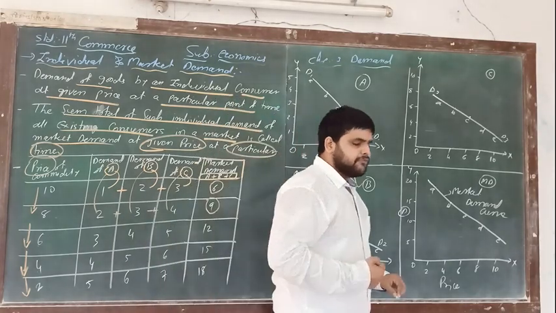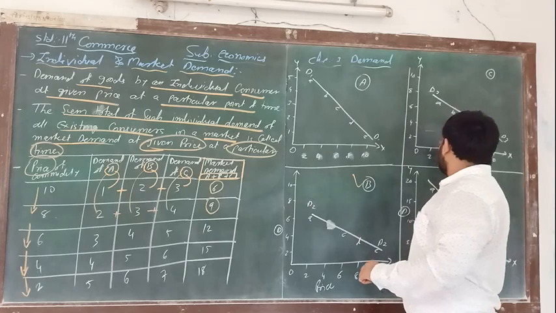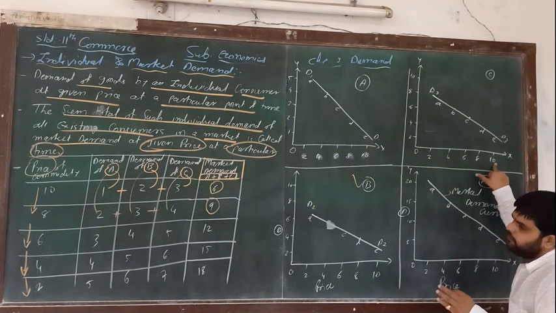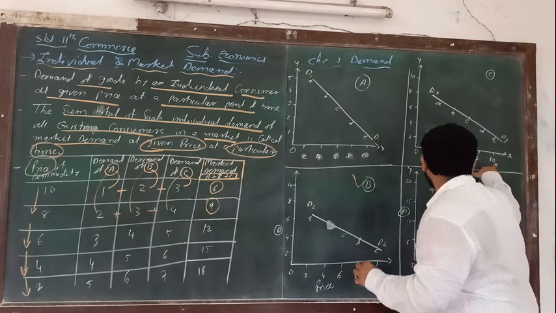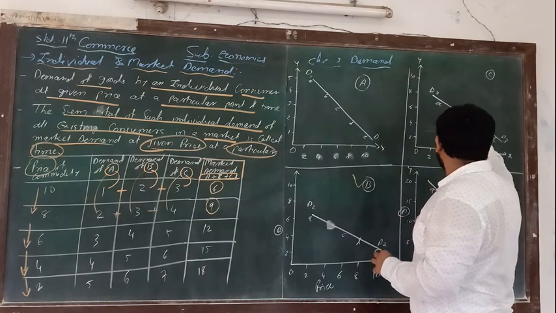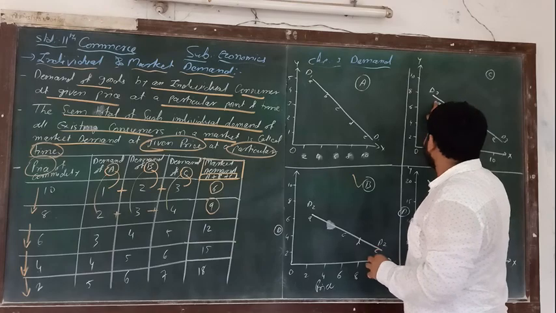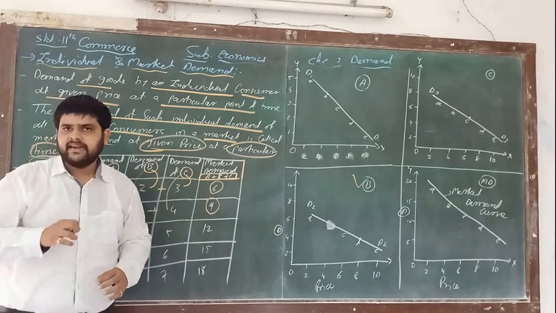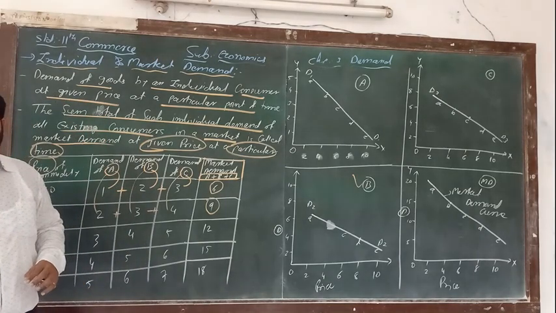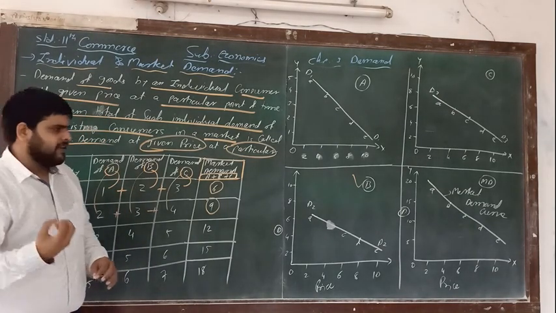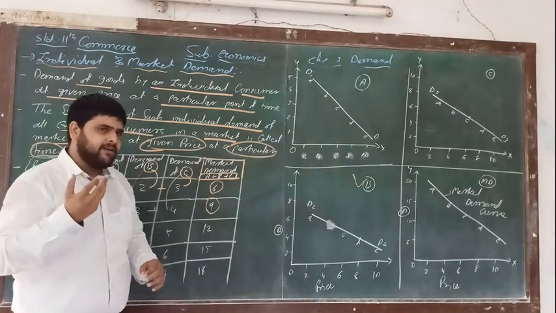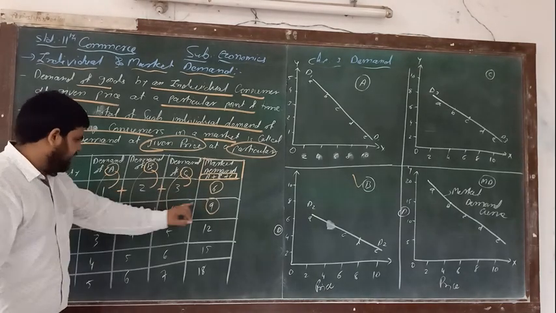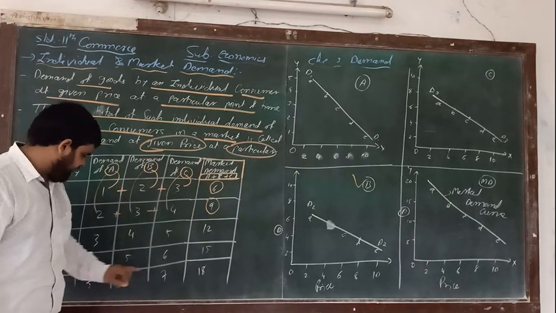Now the same for person C also. Here price is 2, 4, 6, 8, 10, and demand is 3, 4, 5, 6 and 7. So in this way we are finding individual demand: demand of person A, demand of person B and demand of person C. Now market demand is A plus B plus C. So here 6, then 9, 12, 15, 18.